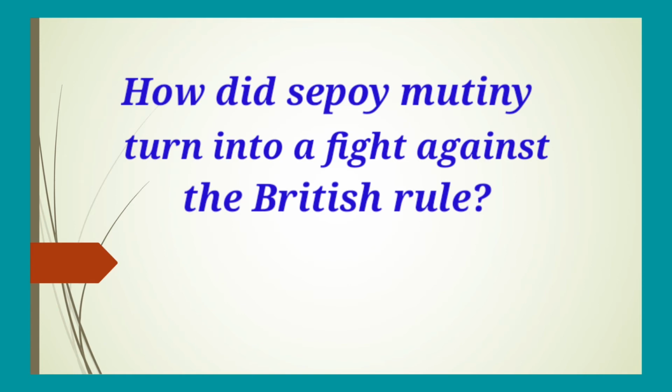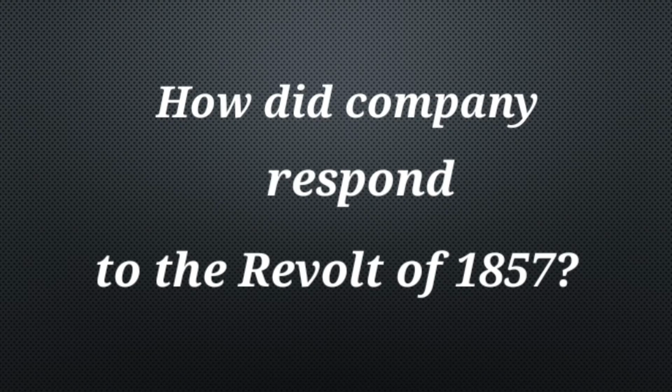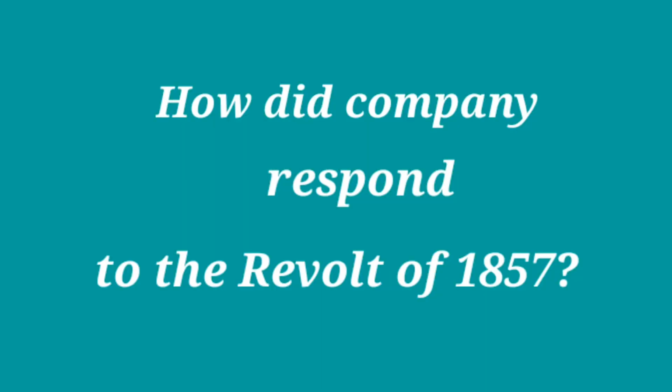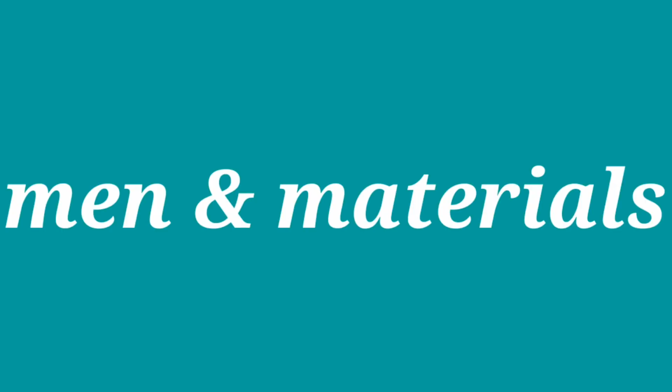So far we have learned how the Sepoy Mutiny turned into a fight against the British, and now let's move to how the Company responded to the Great Revolt of 1857. Let me begin with the first point. After seeing the massive, active involvement of the people, the British got a huge shock. They couldn't handle the people, they couldn't suppress the revolt. So in order to suppress the revolt, they got men and materials from England, the soldiers as well as weapons, to stop the revolt completely.